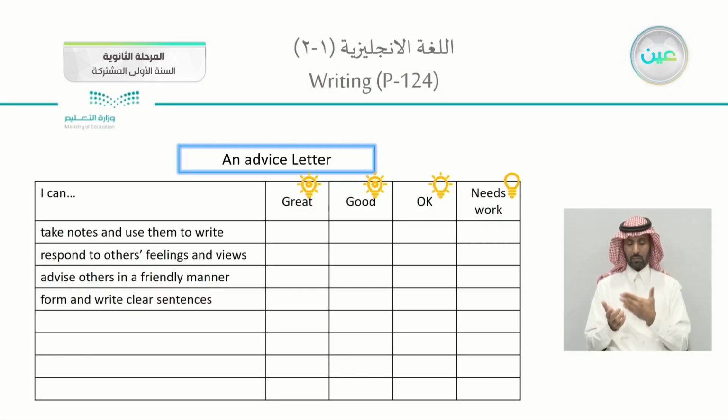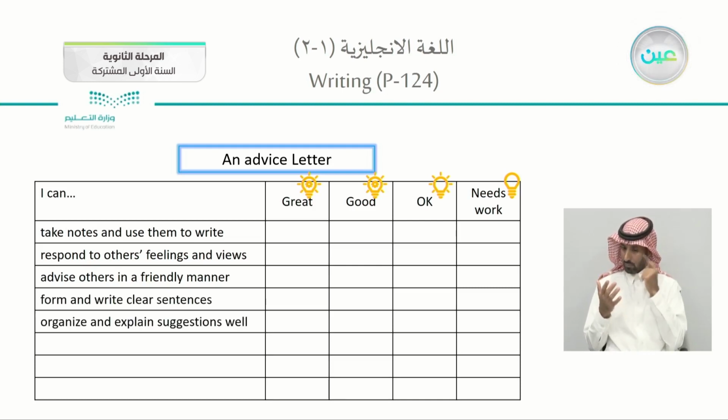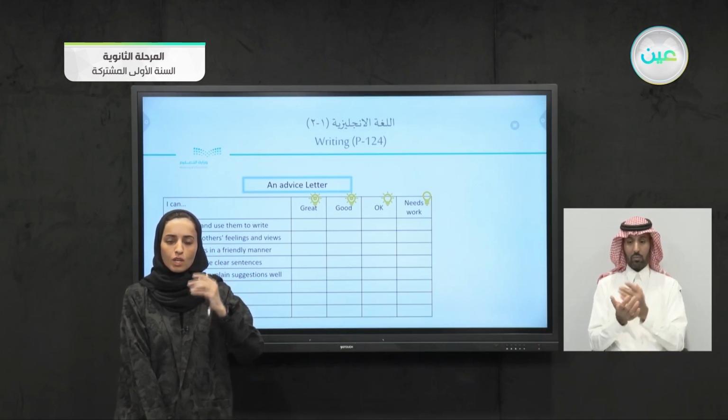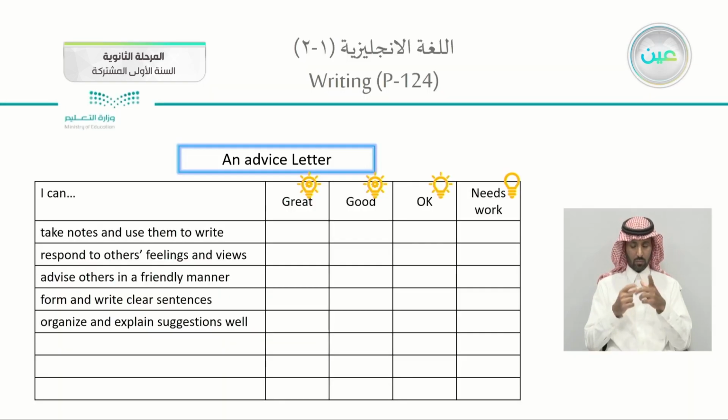Next, can you form and write clear sentences? If other people are going to read your sentences, would they understand it, or is it confusing? Also, organize and explain suggestions well. You will give a suggestion, complete it, then you will go into the other one, organized suggestions.